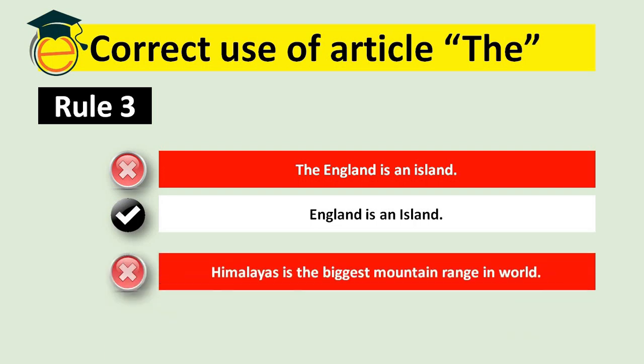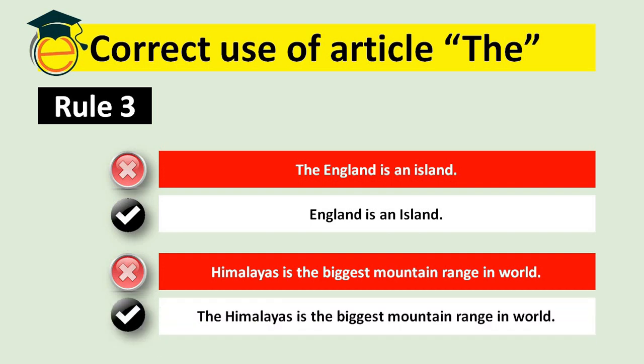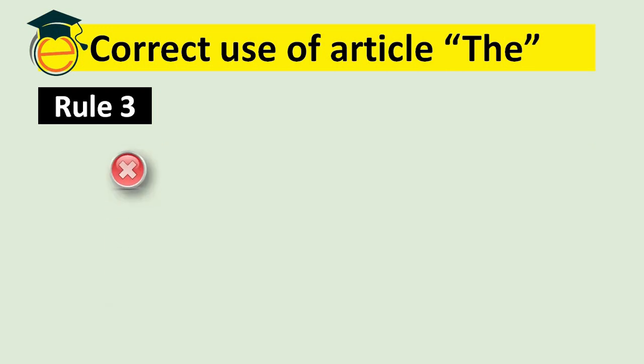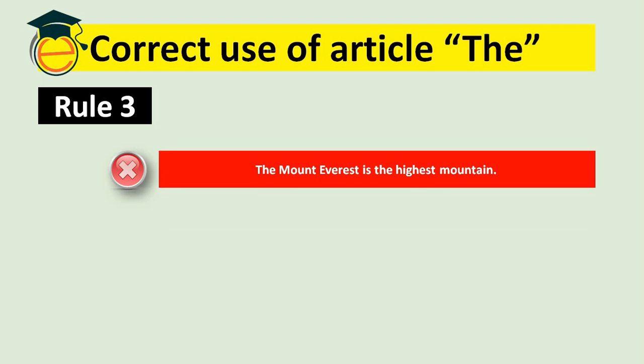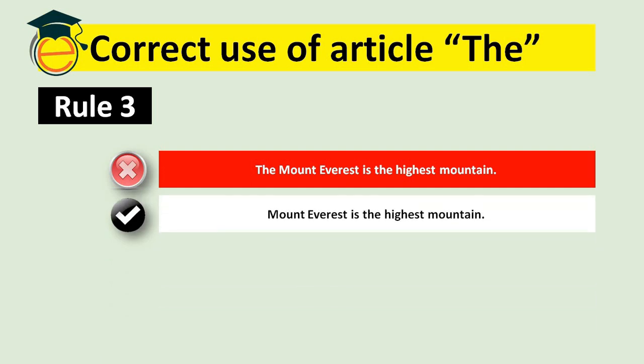"Himalayas is the biggest mountain range in the world." We have to put "the": "The Himalayas is the biggest mountain range in the world." "The Mount Everest is the highest mountain." This is wrong because it should be "Mount Everest is the highest mountain." We are not talking about a group of mountains. We are talking about one mountain, so we don't have to put "the" before this. Okay?